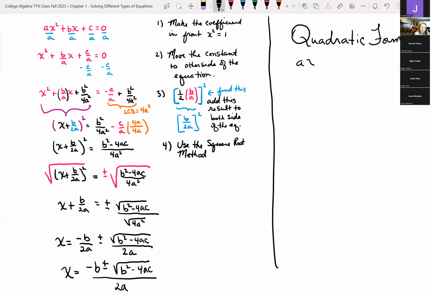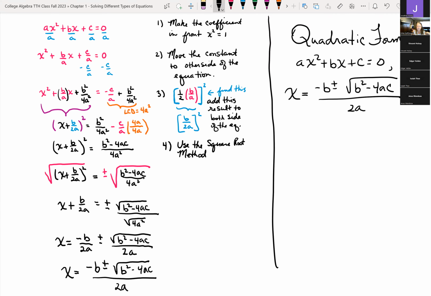So if you have the form ax squared plus bx plus c equals 0, it has to be quadratic, so a can't be 0. If it was, it wouldn't be quadratic. You could solve for x. x is equal to negative b plus or minus the square root of b squared minus 4ac all over 2a.